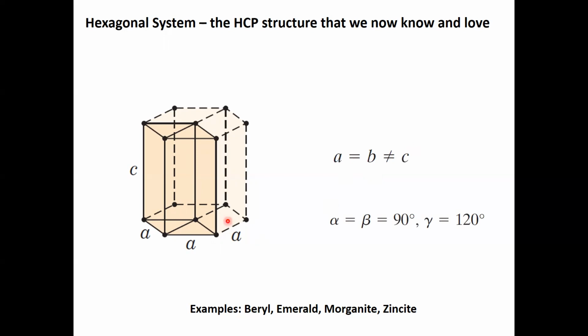And then you have alpha and beta. So you have two 90-degree angles: one over here, and another over here. But then you don't have a 90-degree angle in between. So that's 120 degrees over there, and then that's going to be 60 degrees over there, right? So you have gamma, which is equal to 120 degrees. So basically C is different, and then one angle is different, right? Examples of the HCP structure in terms of the ceramics that we're looking at are beryl, emerald, morganite, and zincite.